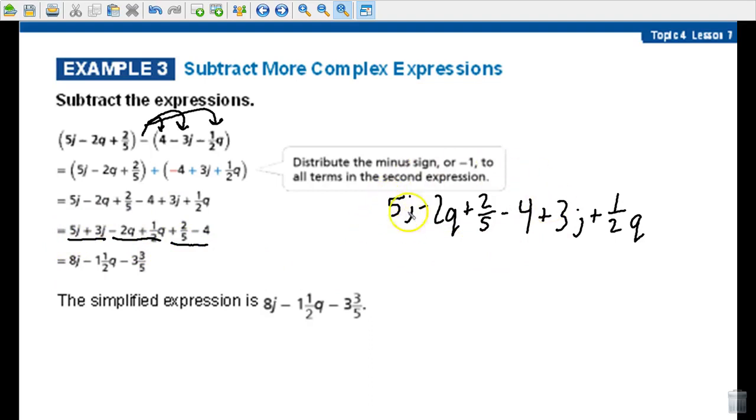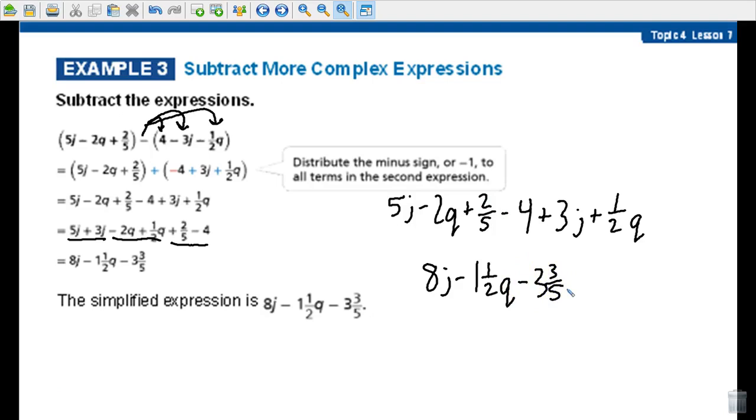I'm just going to work it out. I rewrote it. I did the work. 5j plus 3j is 8j. Negative 2q plus 1/2 q, if you do negative 2 plus 1/2, you end up with negative 1 and 1/2, and then the q comes along for the ride. And then if you do positive 2/5 minus 4, or just 4 minus 2/5, you get negative 3 and 3/5.